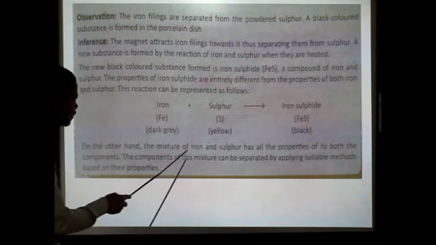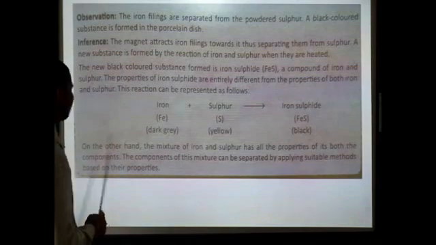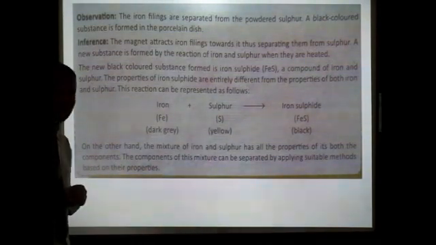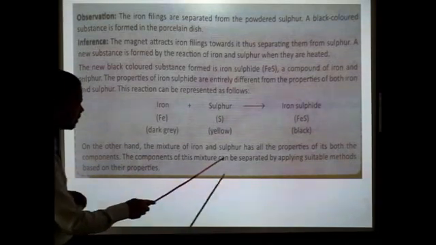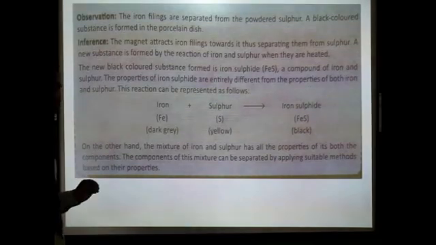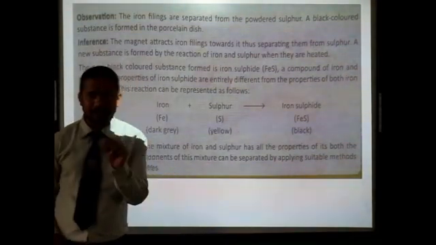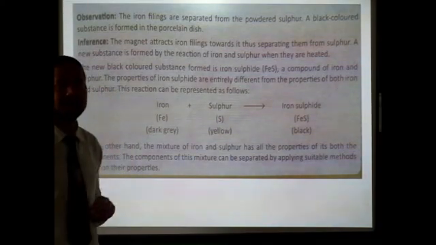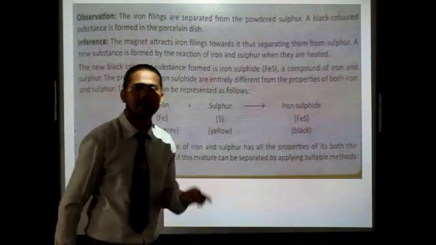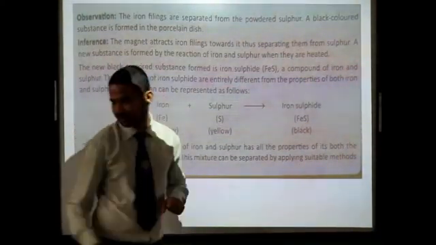On the other hand, the mixture of iron and sulfur has all the properties of both its components. A mixture will have properties of iron as well as sulfur. The components of this mixture can be separated by applying suitable methods based on their properties. So sulfur and iron can be separated from the mixture. But from B, that is the compound iron sulfide, nothing is separated. You cannot separate it by physical means.